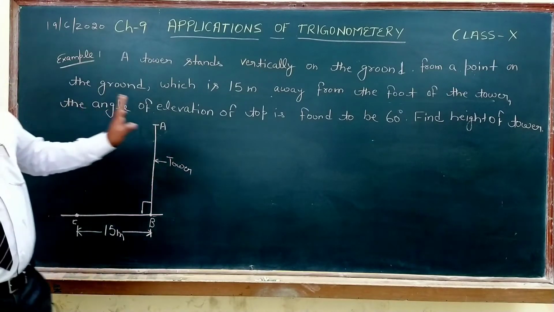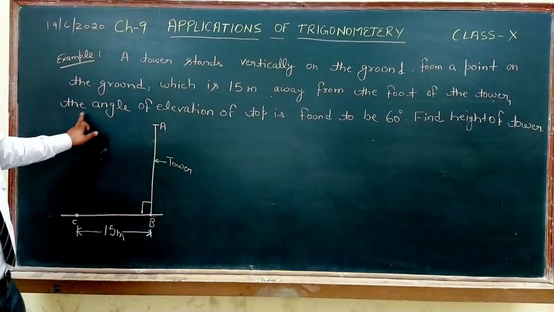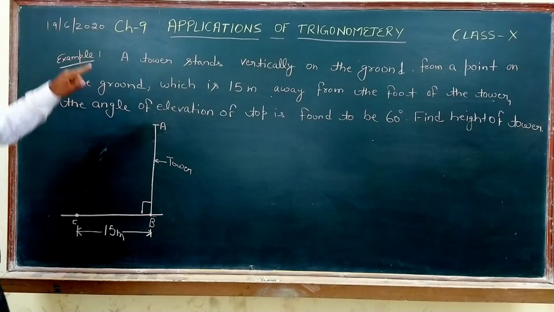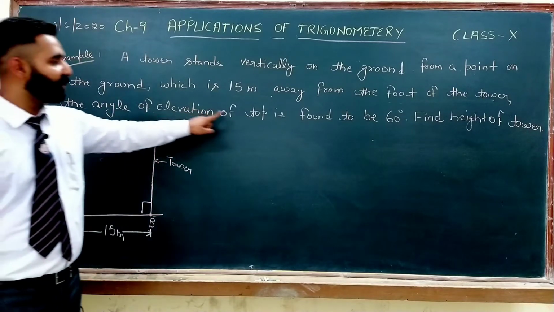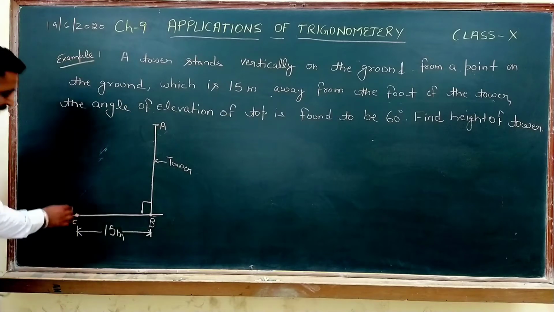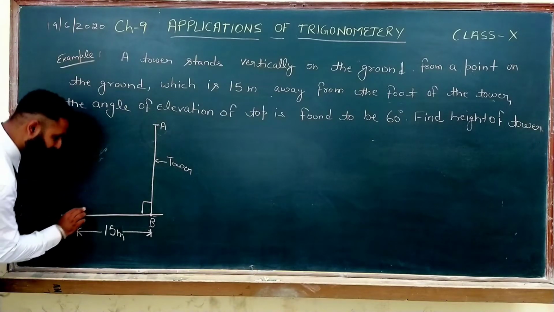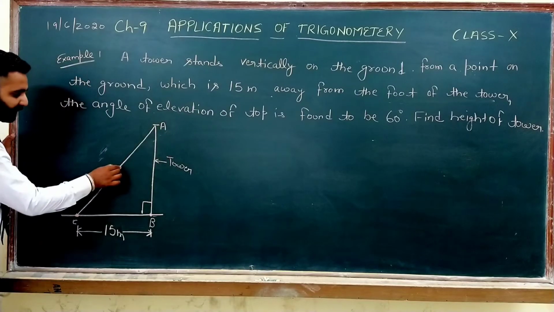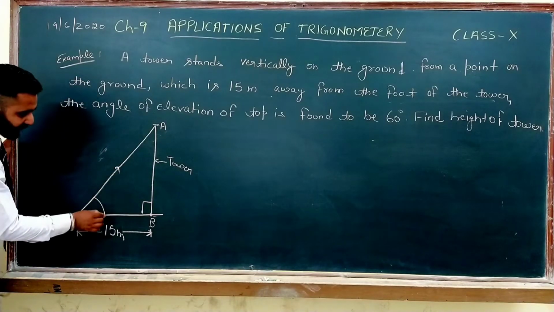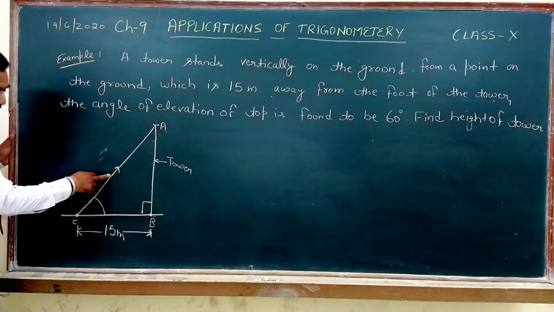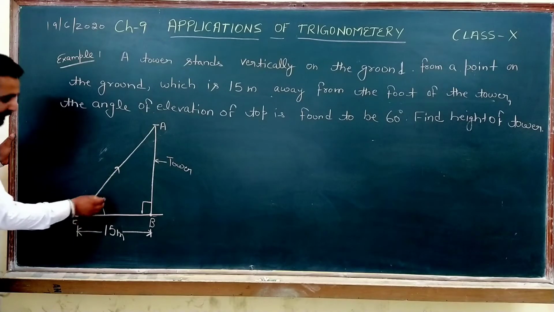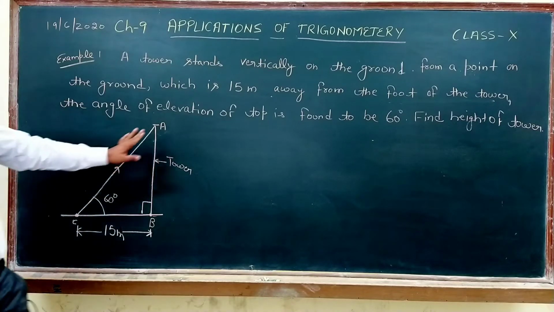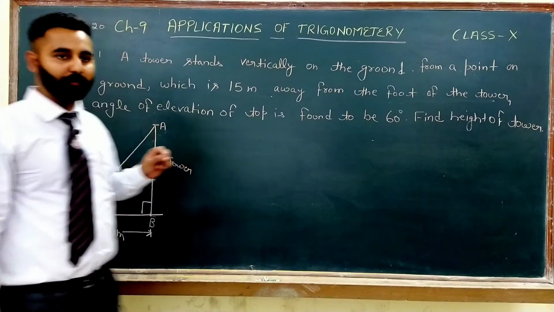Fine. Now further the question says the angle of elevation. We are talking from the point only. From the point, the angle of elevation of the top of the tower. The angle of elevation is where you look upward. Fine. So this is the angle of elevation between the line of sight and the horizontal plane, which is 60 degree. And you have to find out the height of the tower.